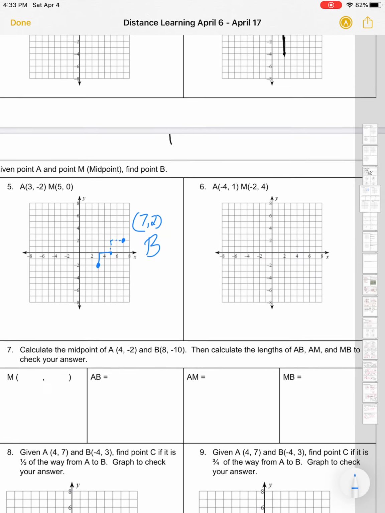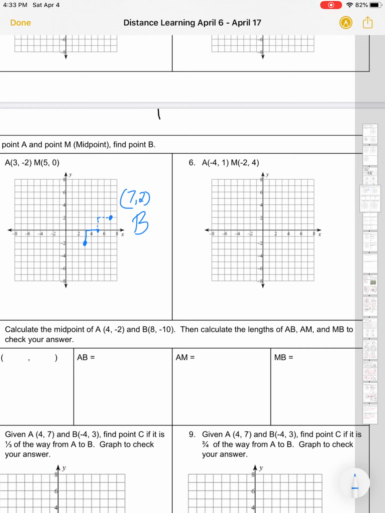Then number 6, same thing: negative 4, 1, and then the midpoint is at negative 2, 4. So you have to go up 1, 2, 3 over 2. Then you just do that again, up 1, 2, 3 over 2, to get you an answer of 0, 7 for B.